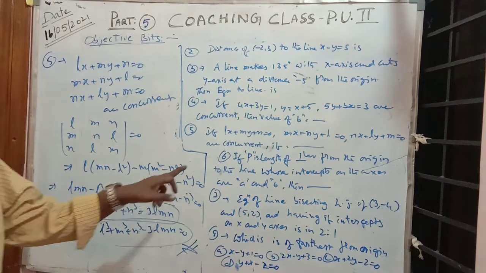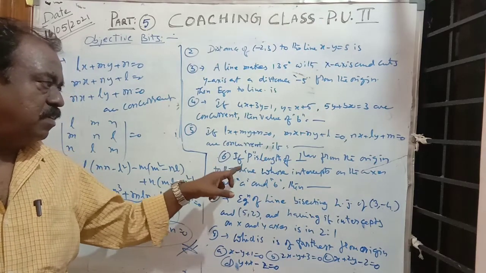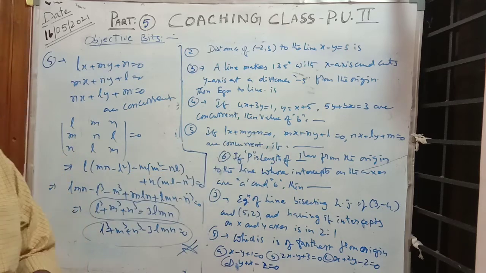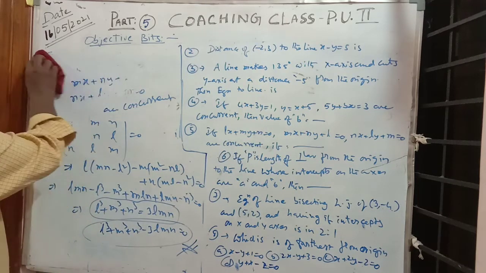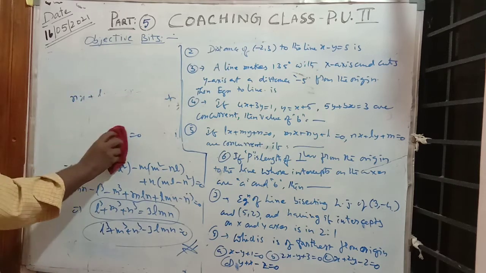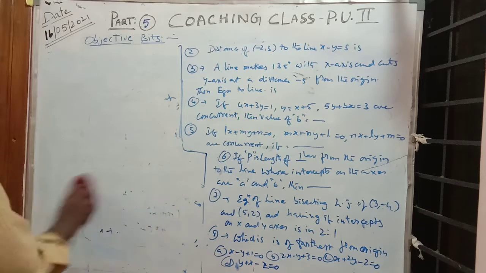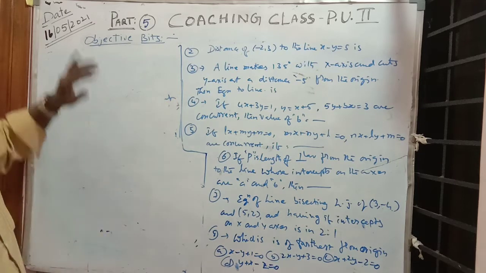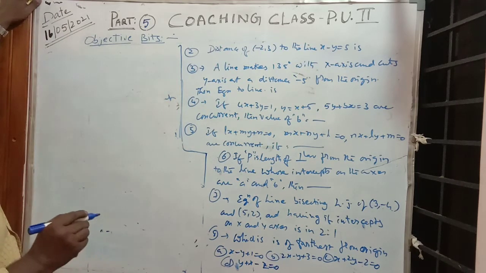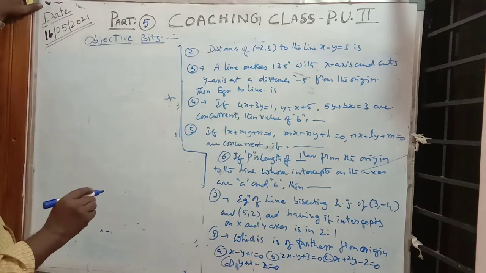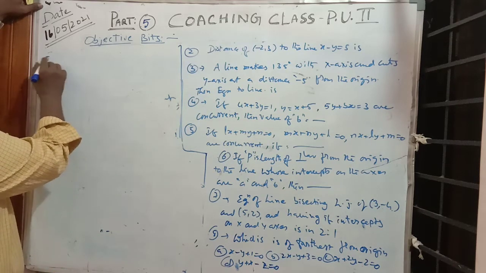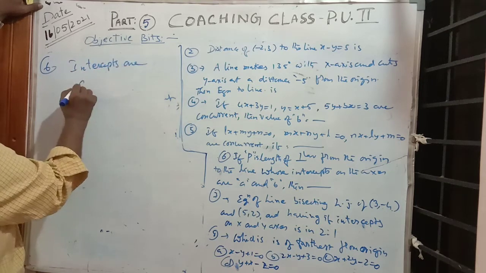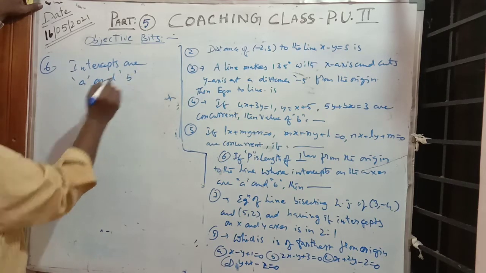Now, you see this is also a problem in our textbook. The concept is, if P is the length of the perpendicular from the origin to the line whose intercepts on the axes are A and B. First, the intercepts are A and B. Okay?